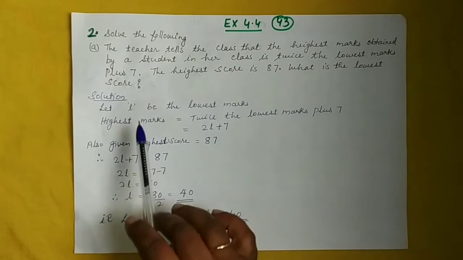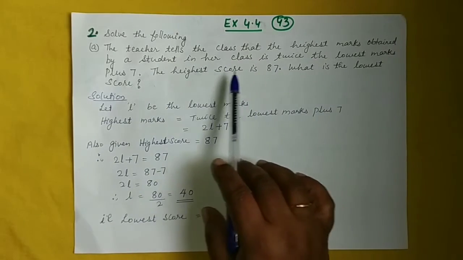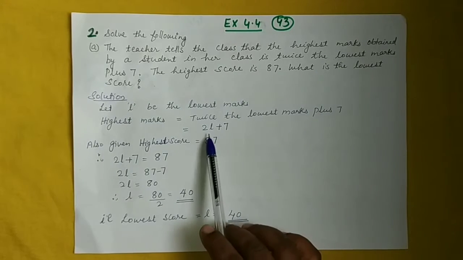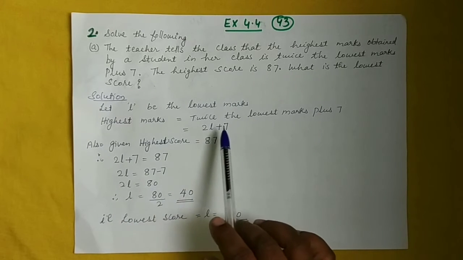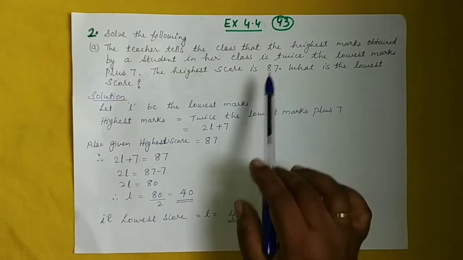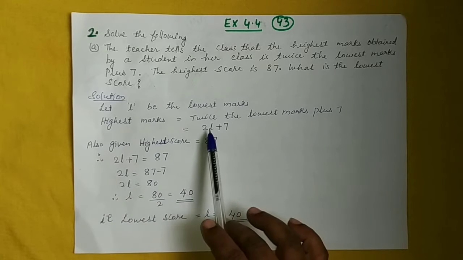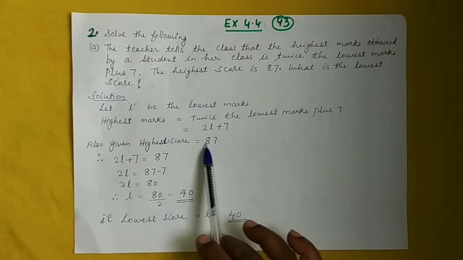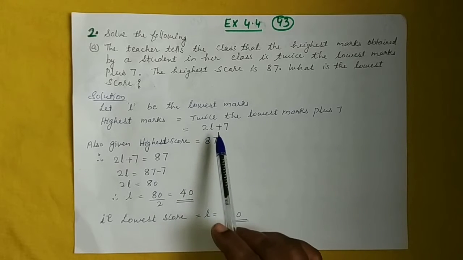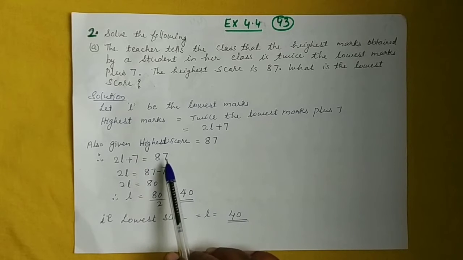What teacher said? Teacher tells that the highest mark obtained by a student in a class is twice the lowest mark plus 7. Twice the lowest mark means 2 into L, 2L, plus 7. So this is highest mark. And highest mark is already given 87. That means highest mark 2 times we have got. One with variable and another with a mark. Okay. So we can equate both of them because they both are representing highest mark only. That means 2L plus 7 is equivalent to 87.